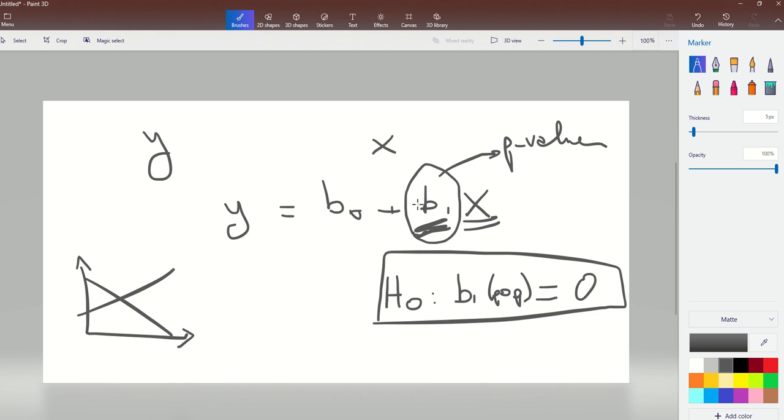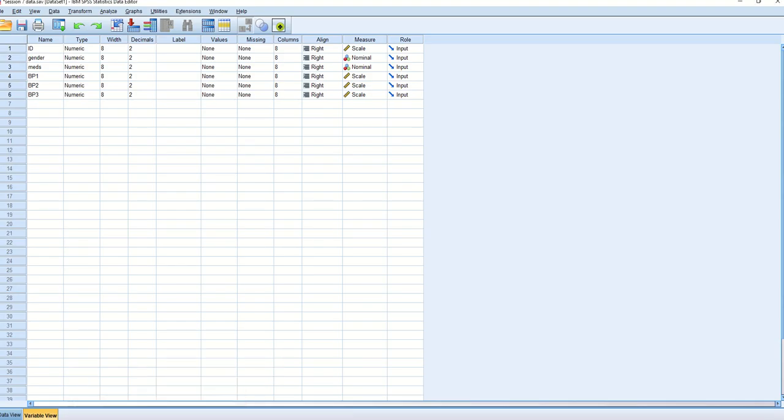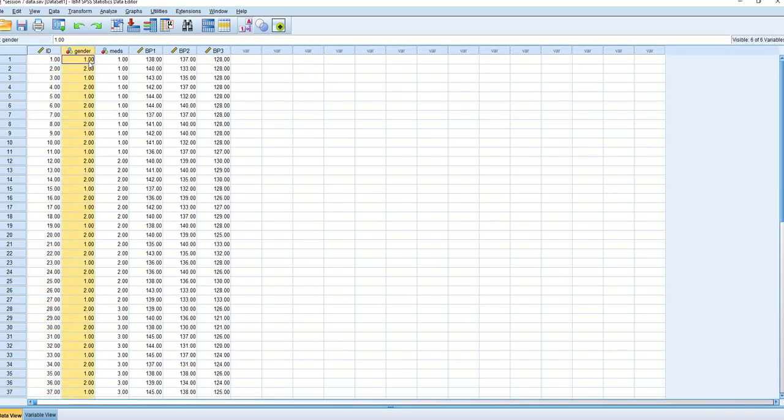I'm trying to remember if I want to say anything else about testing the hypothesis. Let's do the example and see if it comes back to mind. So I will open the data set that we've been using so far, where you have the gender, the medicine, blood pressure 1, blood pressure 2, and blood pressure 3. As a reminder, gender has two values, 1 and 2, and medicine has three values, 1, 2, and 3.